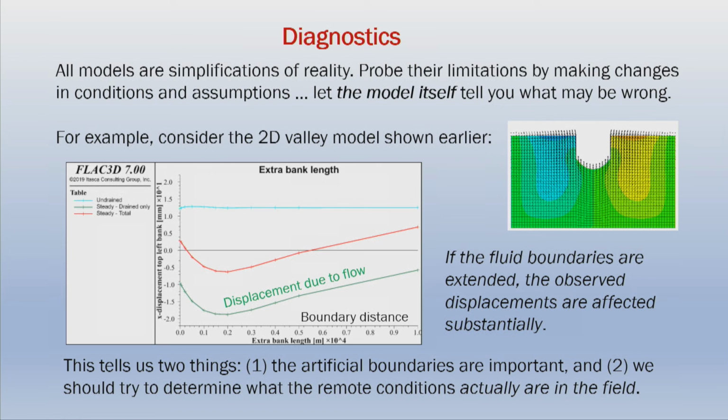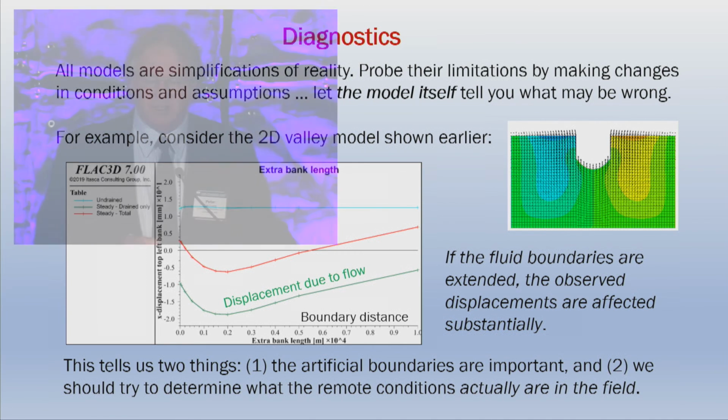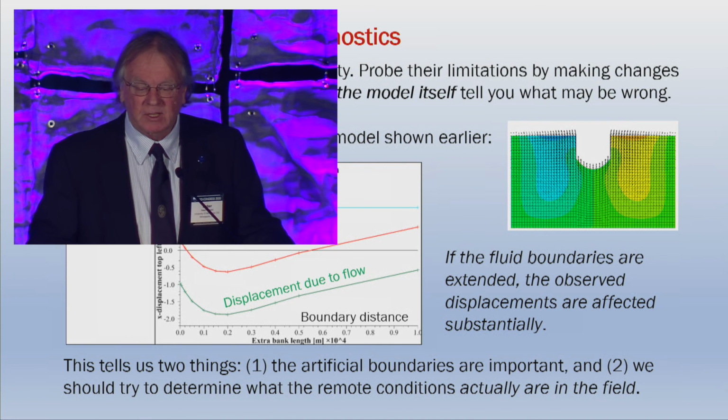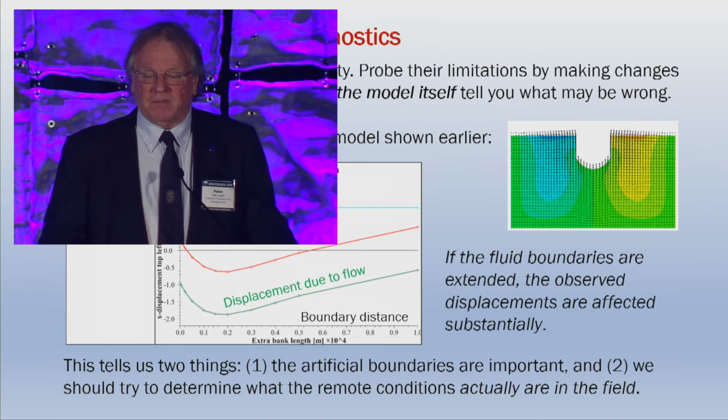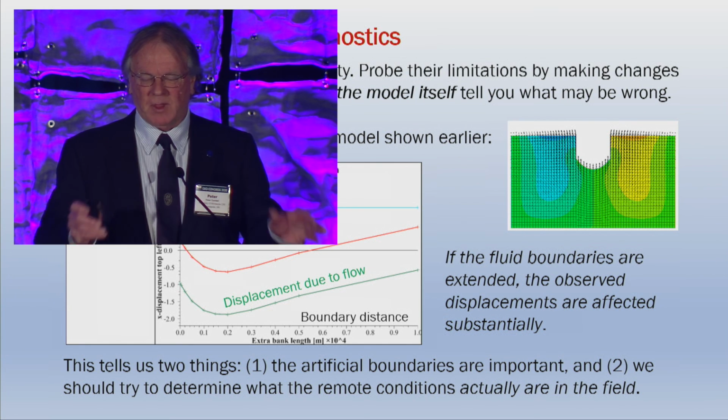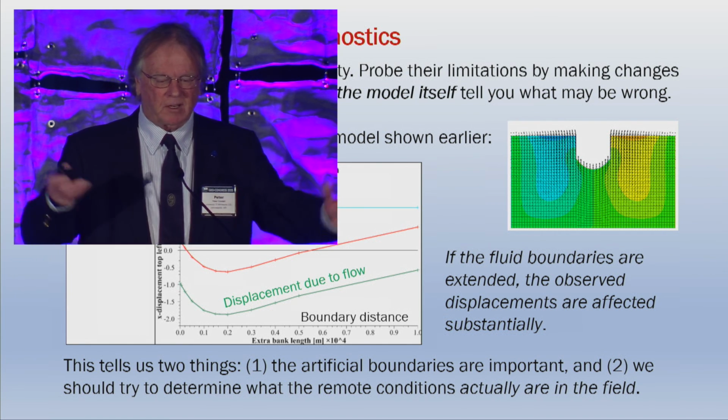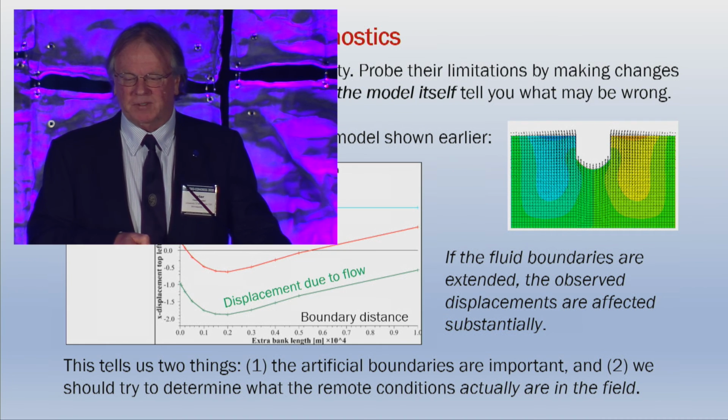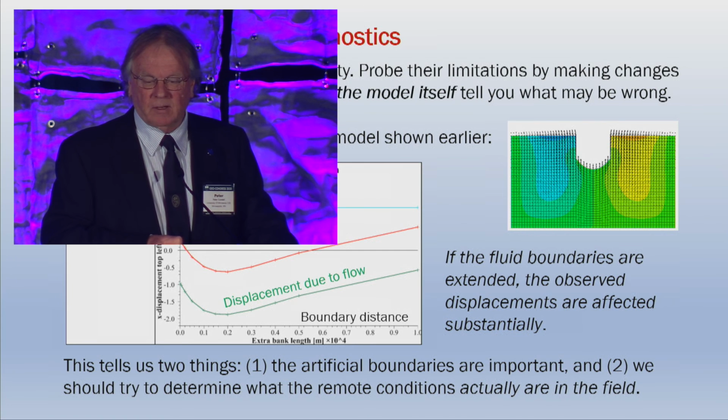So going back to that example, you notice the boundaries are pretty close for that fluid migration. So if we extend the boundary, we get this change in displacement. So clearly, we can deduce two things from this. First of all, the artificial boundary is important, and we should be careful where we put them. And secondly, what is the actual condition in the field? Is there a fault at some distance that acts to prevent the fluid migrating, or is there a fault that conducts fluid? So we can ask the people in the field to do some more measurements.